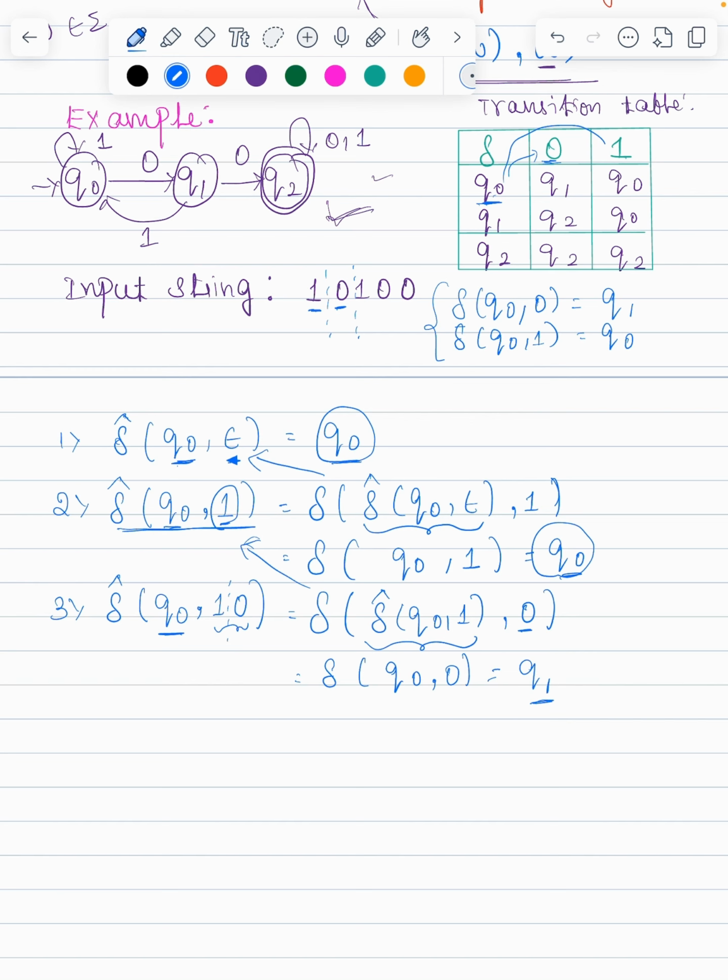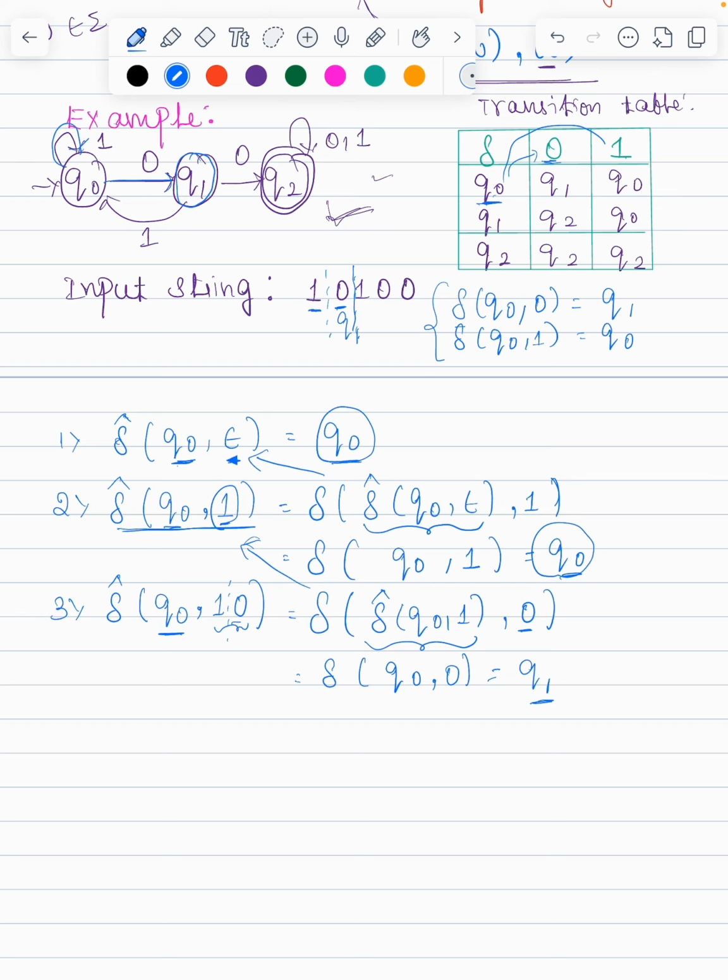After processing 1 0, to process 1, it would remain in the state Q1 only, and the second bit is 0, and after processing the 0, it is ending up with the state Q1, right? So here through the extended transition function, we could understand the flow, like how the symbols are getting processed, and the intermediate steps also we would come to know. So at the end, after processing the input 1 0, we would be in the state Q1 now.